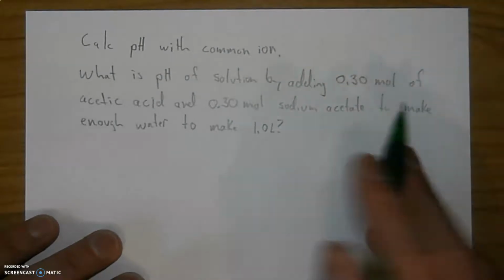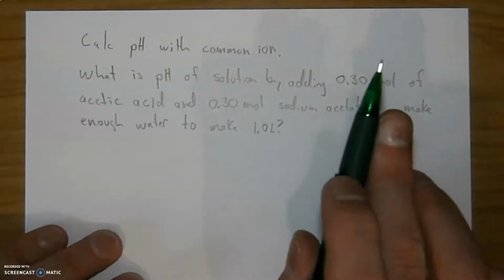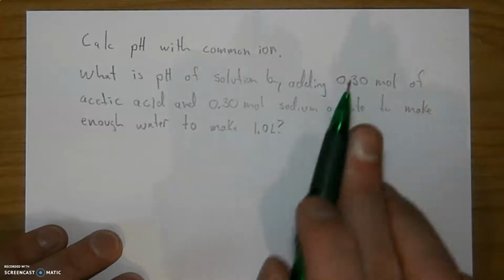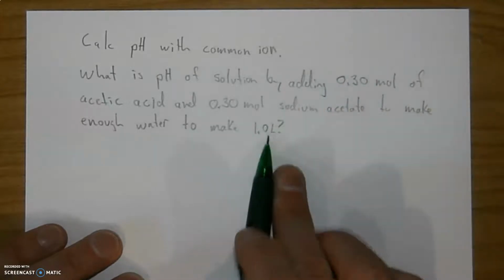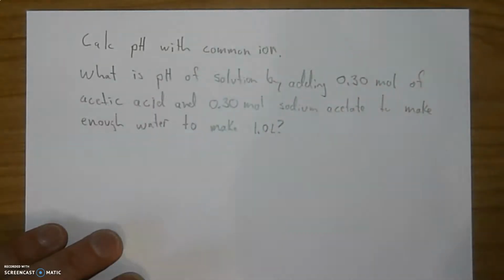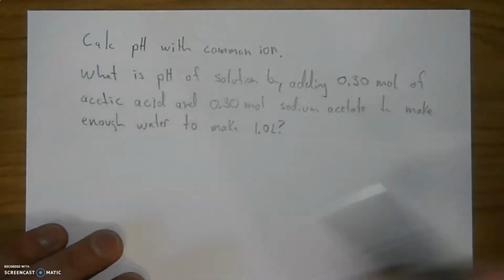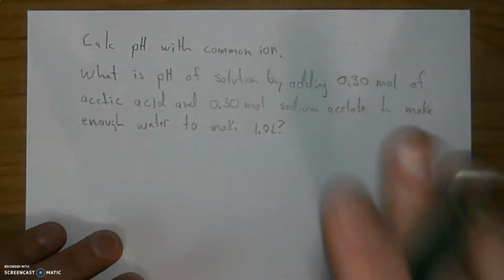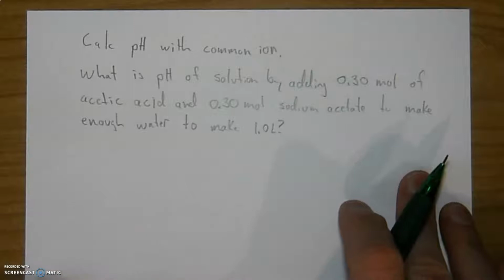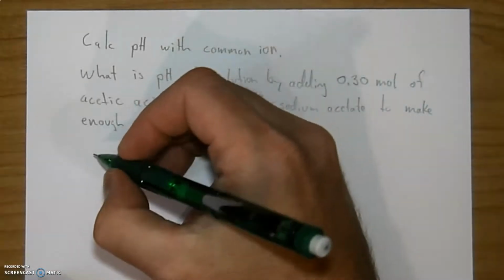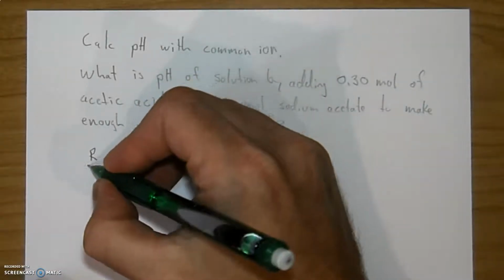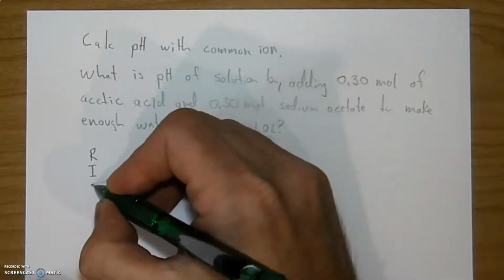So we're adding 2 things to the mix. We have some acetic acid, some sodium acetate. It's in a liter of water. What's the pH? There's some other background information we'd have to know here, and you're probably familiar with this from the previous chapter.